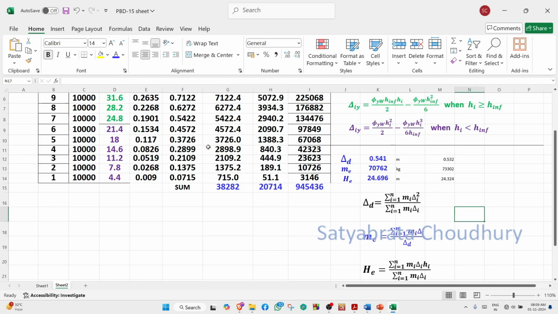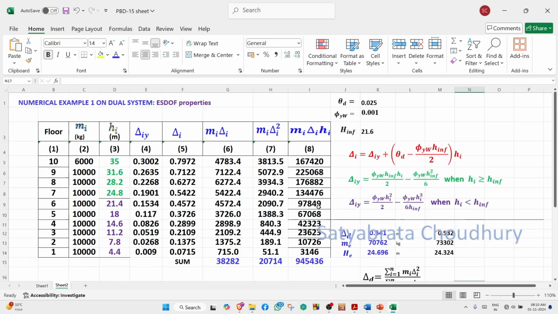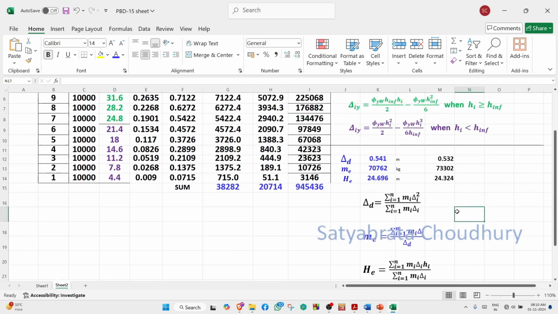Maybe some mistake somewhere, possibly in taking the heights in the formula. So these are the actual values of the results. A little change is found here, so some mistake. You can check it again yourself and recalculate and try to get this result finally.